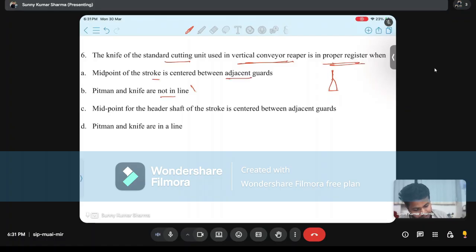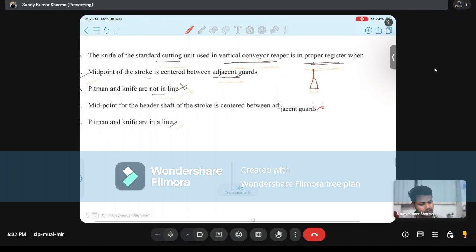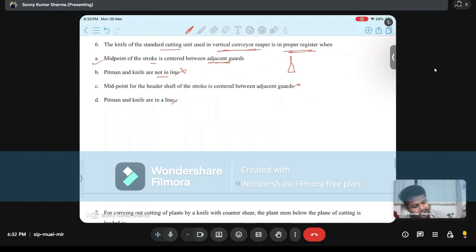Otherwise the guard and knife are not in line, and the midpoint of the stroke is not centered between adjacent guards. So the midpoint of a stroke is centered between adjacent guards. When we call the reaper properly aligned, and when we call it improperly aligned.